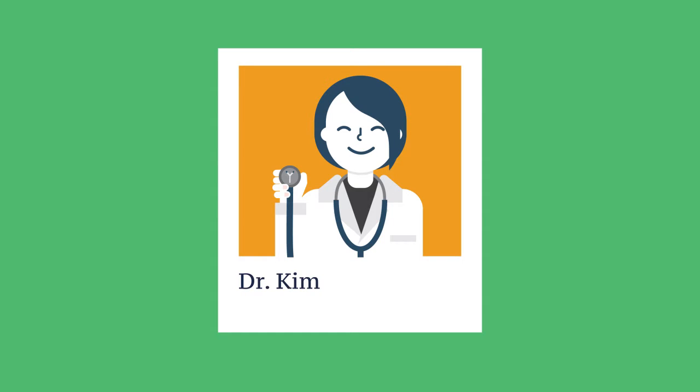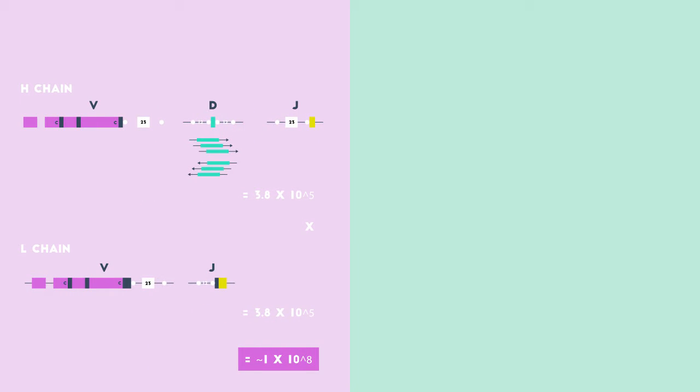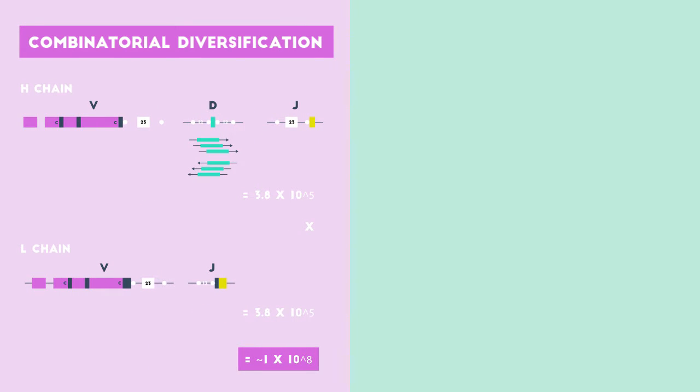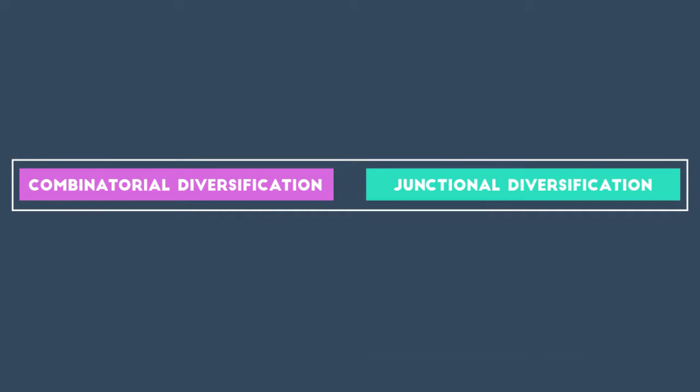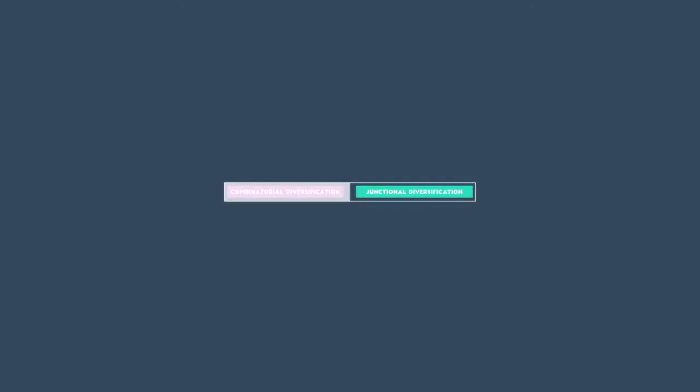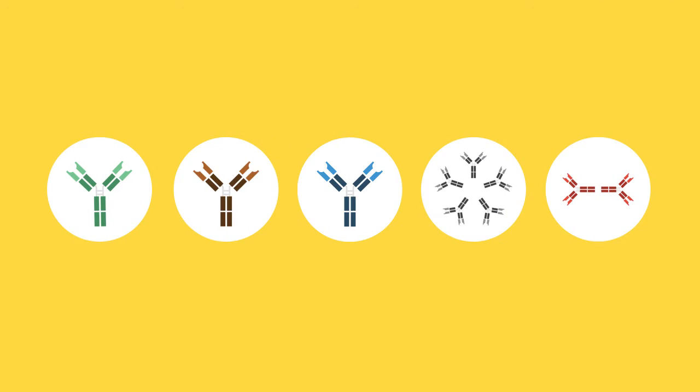There will be more on this with Dr. Kim's lecture coming up. There is occasionally combinatorial diversification and junctional diversification terms that you'll come across. Again, these are different processes used to exponentially increase the diversity of antibodies that your body can produce. Now, a few definitions to go by.